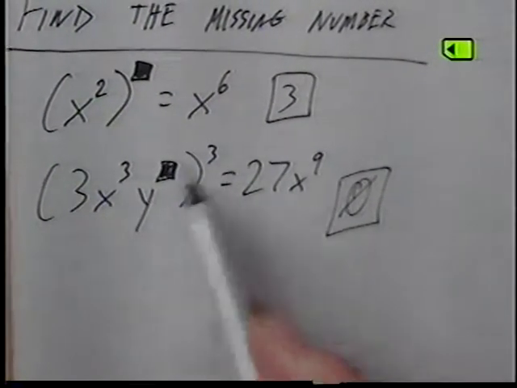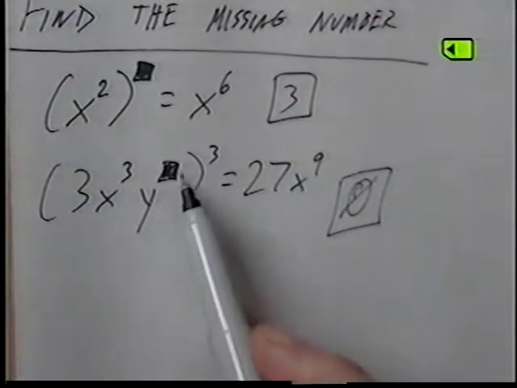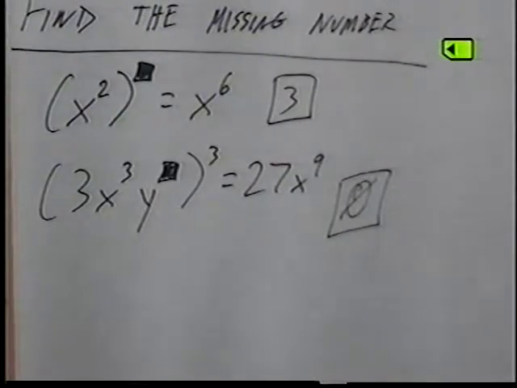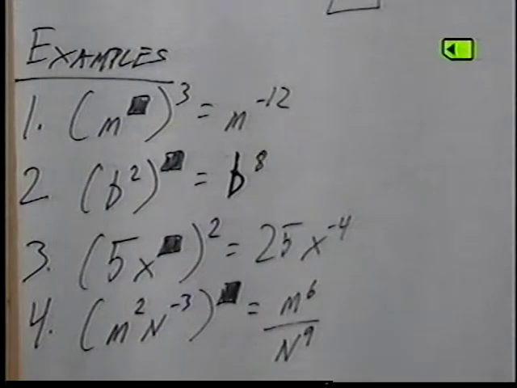The other numbers, you have 3 to the third is 27. 3 times 3 is 9. But the number inside the missing box is 0. Find the missing number.